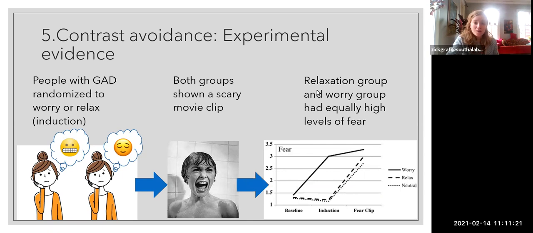After being shown that clip, the group that had been told to worry beforehand and the group that had been told to relax beforehand experienced equally high levels of fear. So there was nothing protective about worrying in this experiment, just like there was nothing protective about relaxing. Being exposed to a scary stimulus caused elevations in fear for both groups.